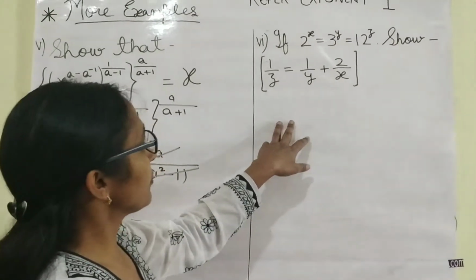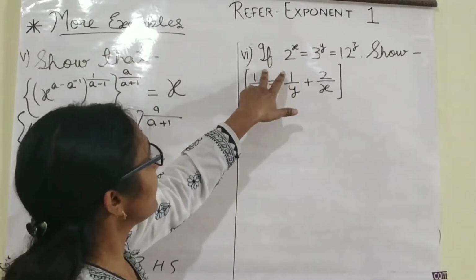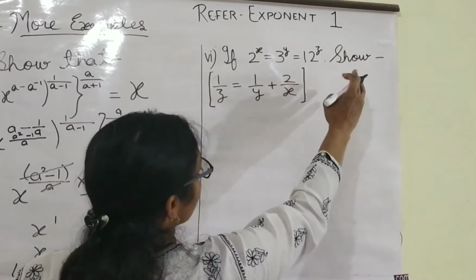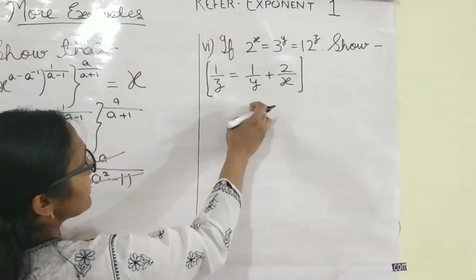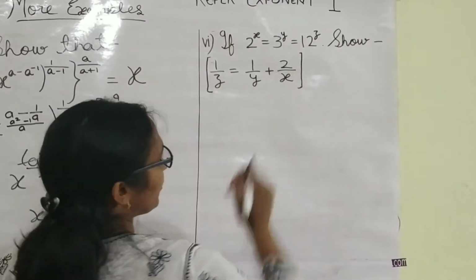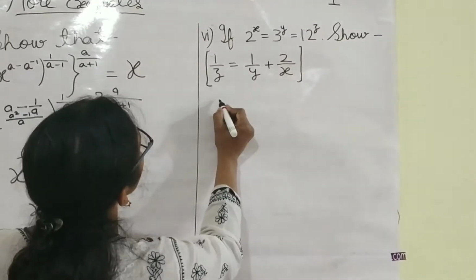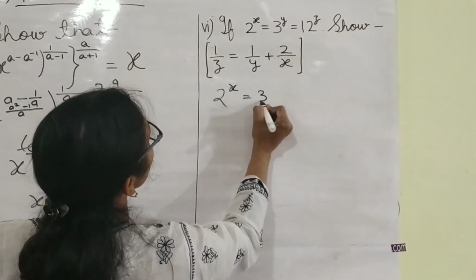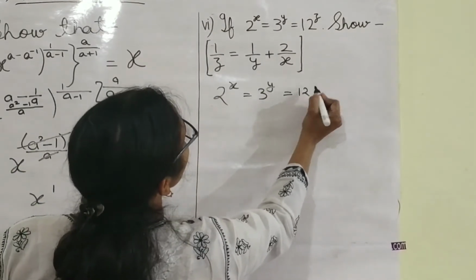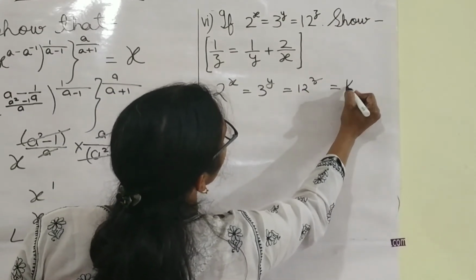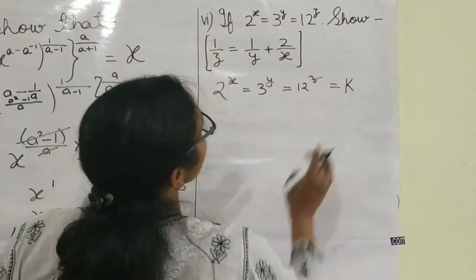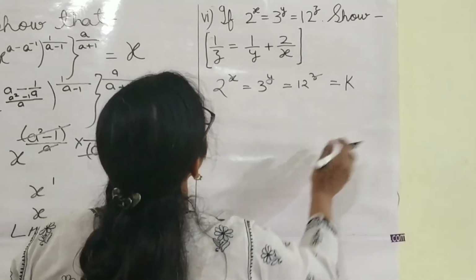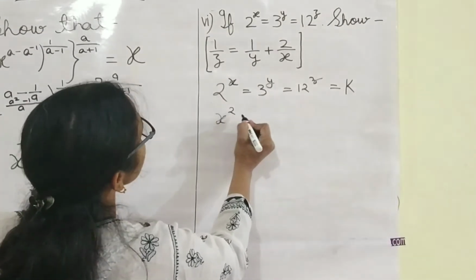This is quite a different question: if 2 power x equals 3 power y equals 12 power z, then show 1 upon z equals 1 upon y plus 2 upon x. So we will take it as 2 power x equals 3 power y equals 12 power z equals k. We can take any number other than k.